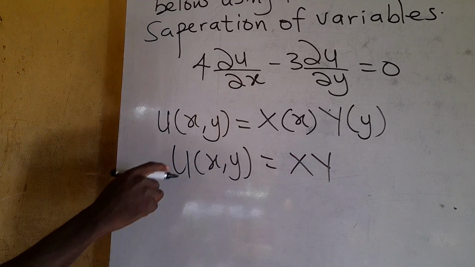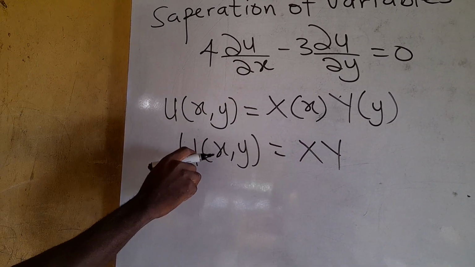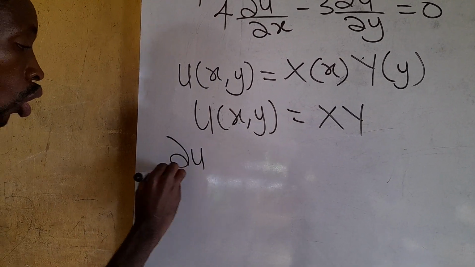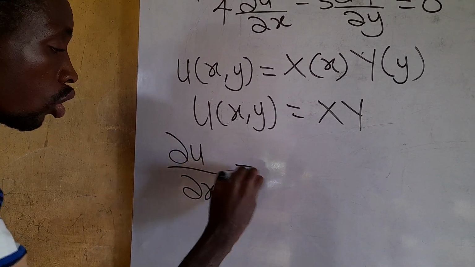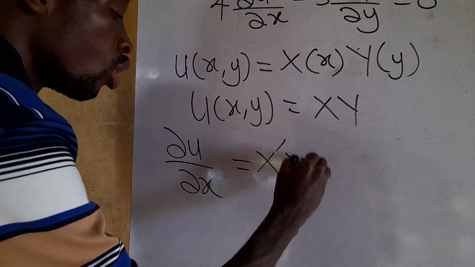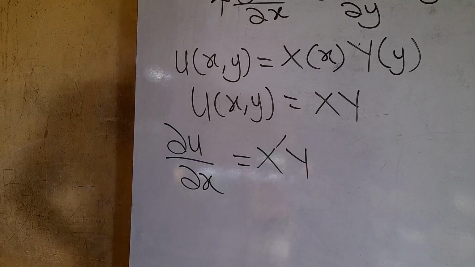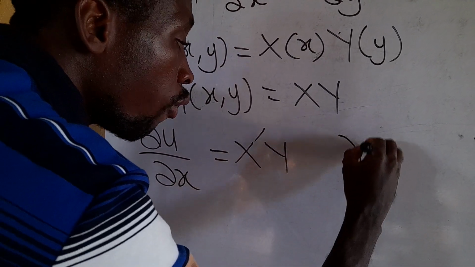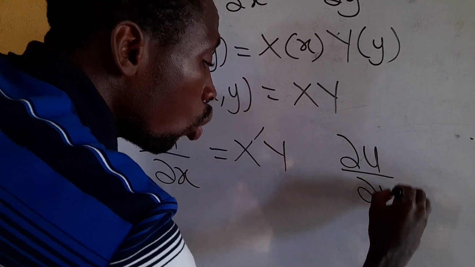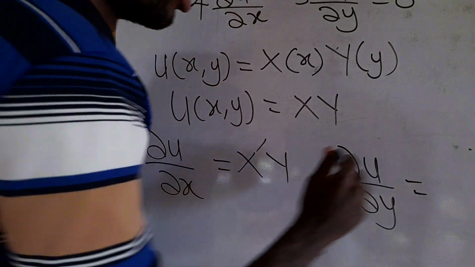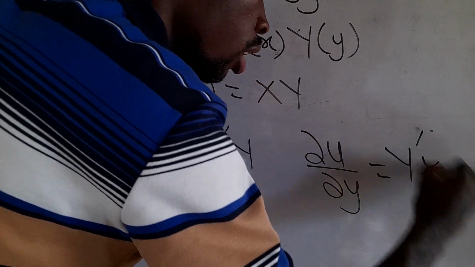Now I can find the partial differentiation of u with respect to x. So I said del u over del x. So our y will be kept constant. So we have x prime y, the differential of x times the y. Then I'll find the partial differentiation of u with respect to y. So the x will be kept constant. So we have y prime x.